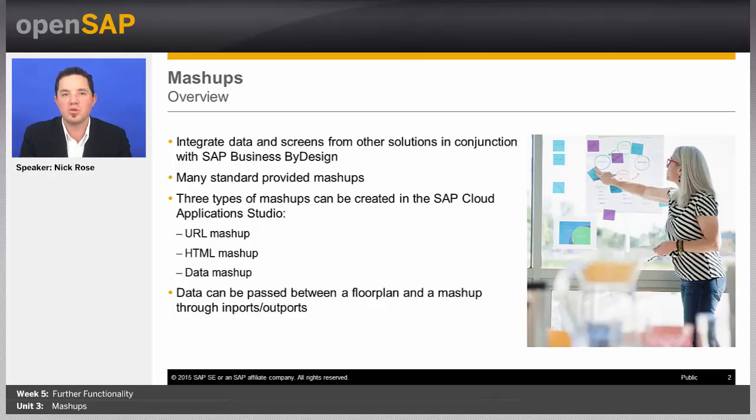So we'll be able to look at all of these and at least discuss them a little bit, and we're going to create an HTML mashup specifically. We'll see how we can utilize data from within the screens that we've created and pass data into our mashup using imports and outports, and then use that data within the mashup.